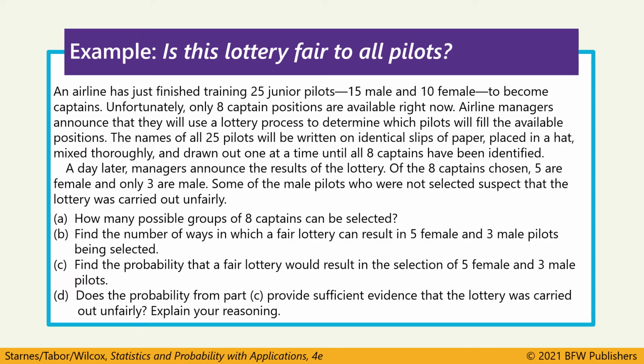An airline has just finished training 25 junior pilots to become captains. 15 are male, 10 are female. However, only 8 captain positions are available right now. So the airline managers announced they're going to use a lottery to determine who gets those positions. They put all the names on pieces of paper, put them in a hat, mix them up, and pull out 8 names to assign those positions. When they announce the results, 8 captains are chosen, 5 are female, 3 are male. Some people are suspicious since the overall group of pilots had more males than females.